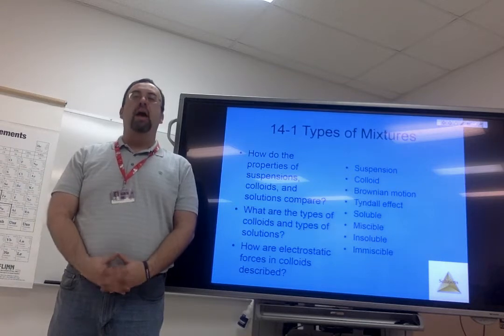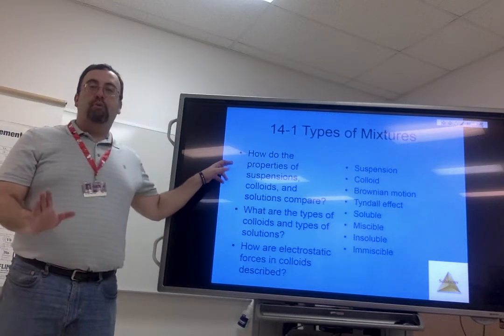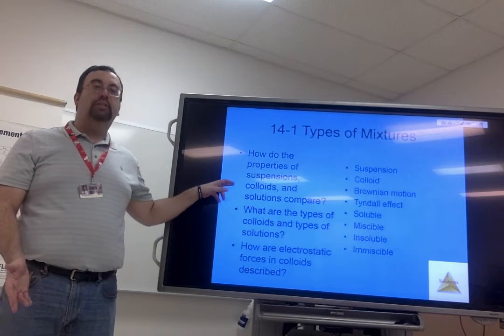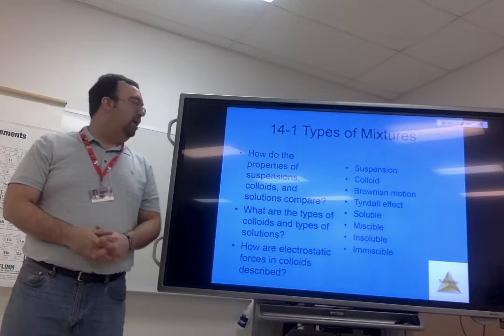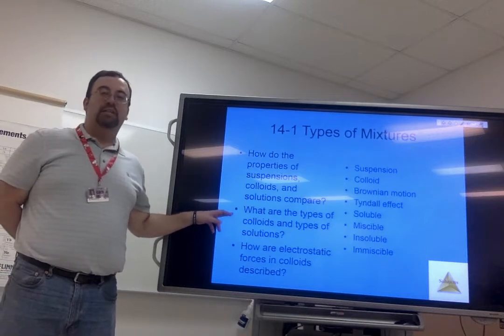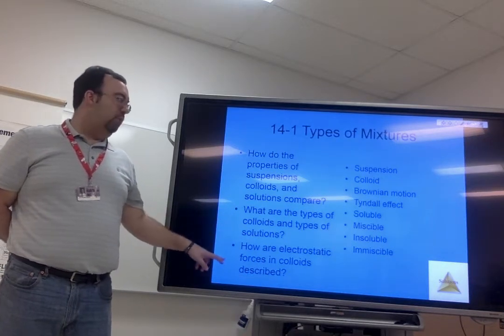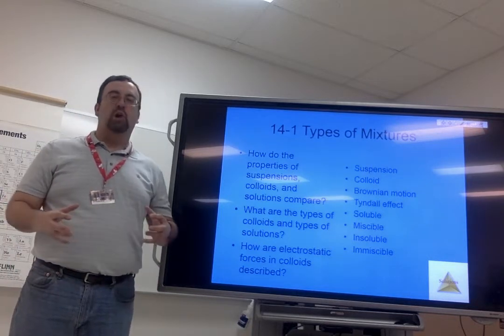What we're going to be looking at today is the properties of suspensions, colloids, and solutions and how they compare. So we'll define what each of those are. We'll also be looking at the types of colloids and the types of solutions. And then we'll also see how electrostatic forces in colloids are described.